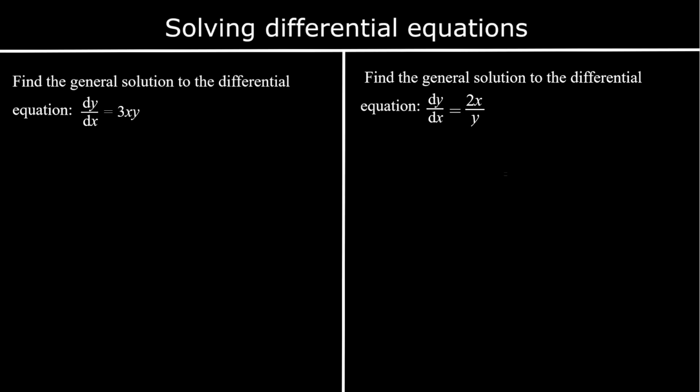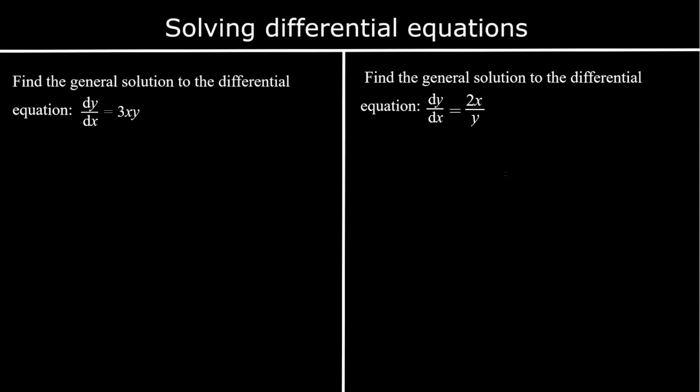A differential equation is an equation that has a function and its derivative. So we have y and dy dx in the equation, or we would have p and dp dt in the equation. So a function and its derivative. This question says find the general solution to the differential equation. When we're solving a differential equation, we're going to get it just in the form y equals. So we're going to get rid of the derivative.